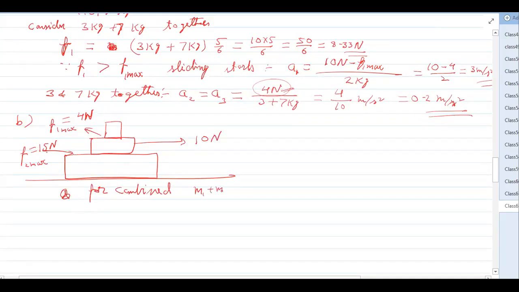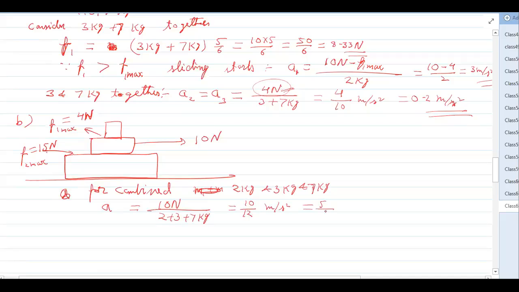for M1, M2, 2 kg, 3 kg, and 7 kg, for combined motion, the acceleration will be how much? That will be 10 Newton divided by 2 plus 3 plus 7 kg. That is 10 by 12 meter per second square, or 5 by 6 meter per second square. Okay. So this is the common acceleration. Now we will see whether with this acceleration they are going to slide or not.